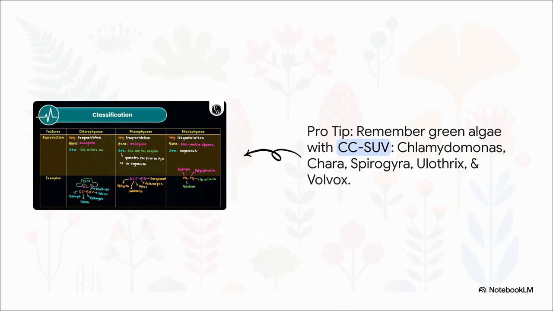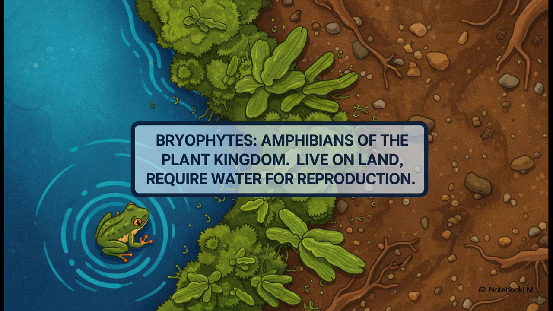And hey, if you're ever studying for a test on this stuff, here's a fantastic little memory trick from the source material. To remember some of the big names in green algae, just think of a green SUV, maybe with a vanity plate that says CSV SUV. That stands for Chlamydomonas, Chara, Spirogyra, Ulothrix, and Volvox. Pretty clever, right? All right, moving on up.